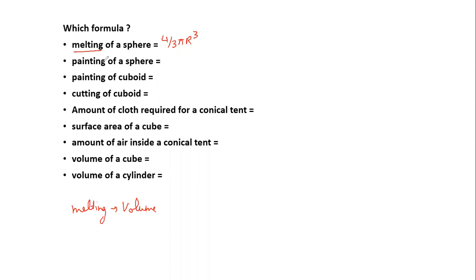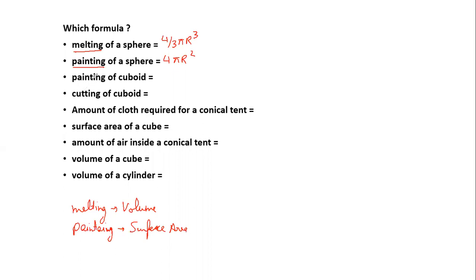Now, where r represents the radius of that sphere. Painting. What do we understand when I say painting? Painting means surface area. So basically, when I say painting of a sphere, that means you want to paint a football. If you want to paint a football, you are worried about the surface area, which is 4 pi r square. That's the painting of a sphere.